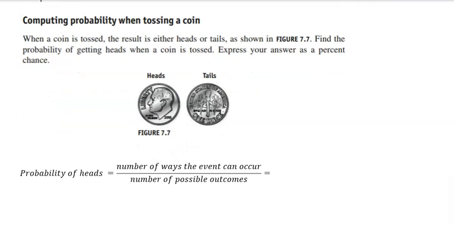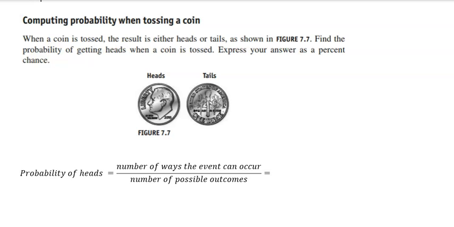Okay, so this example is computing probability when tossing a coin. Most people can do this problem just intuitively, but I want to show you how we use the idea of probability, the probability formula. So we want to find the probability of getting heads when a coin is tossed.